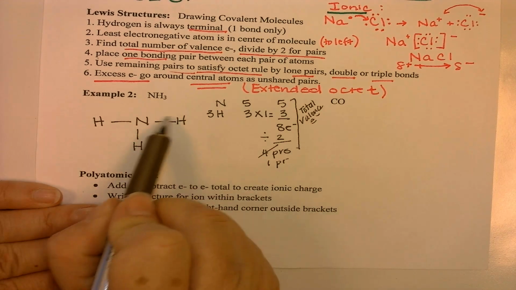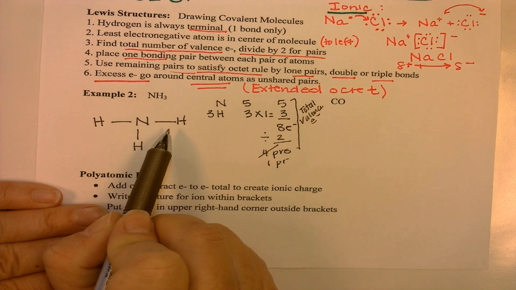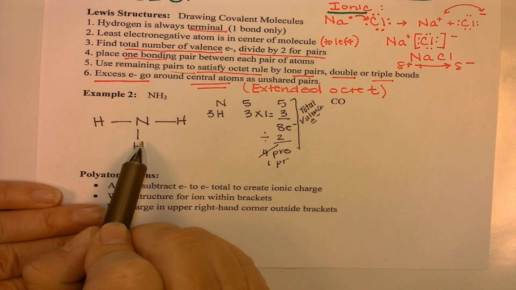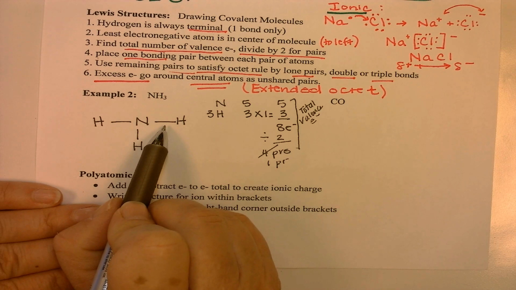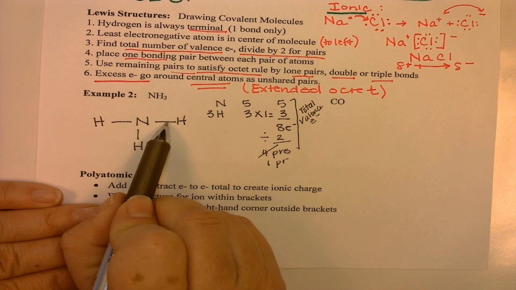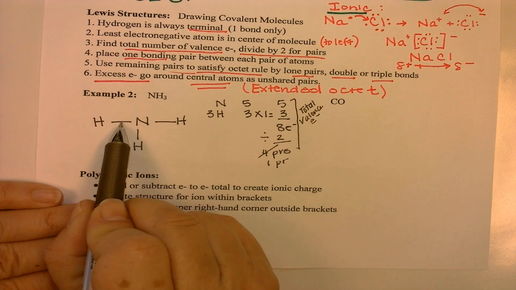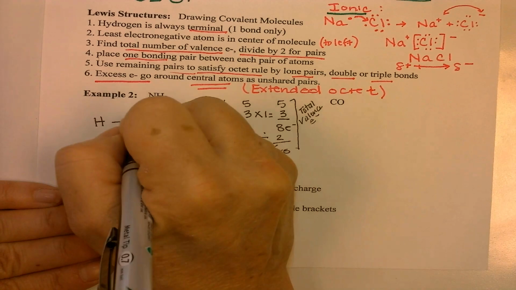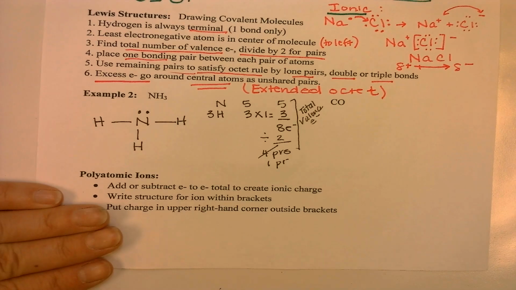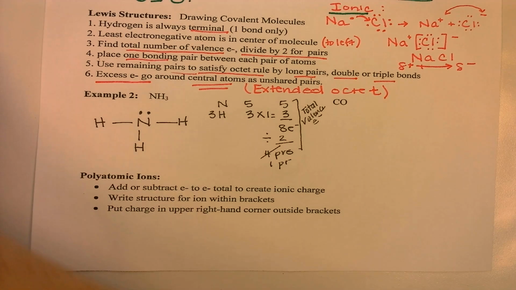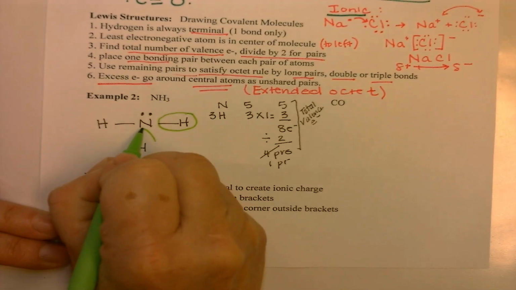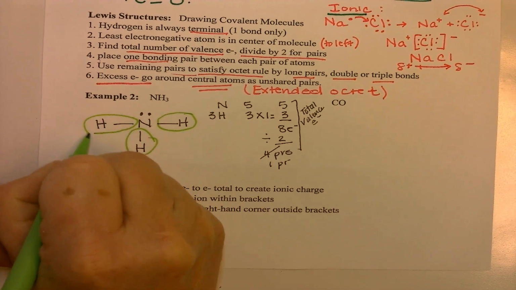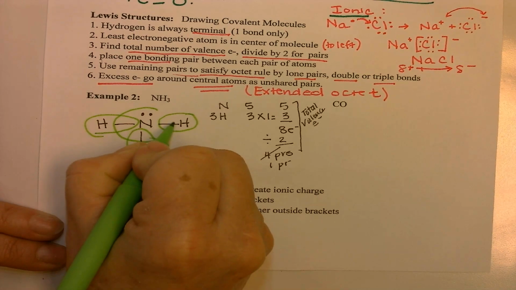Okay. Hydrogen is good. It has access to 2 electrons. Hydrogen is good, has access to 2. Hydrogen is good, has access to 2. Nitrogen has access to 6. 2, 4, 6. I have 1 pair left. Now nitrogen has access to 8. So if I were to show you, I would say hydrogen, hydrogen, hydrogen, nitrogen.